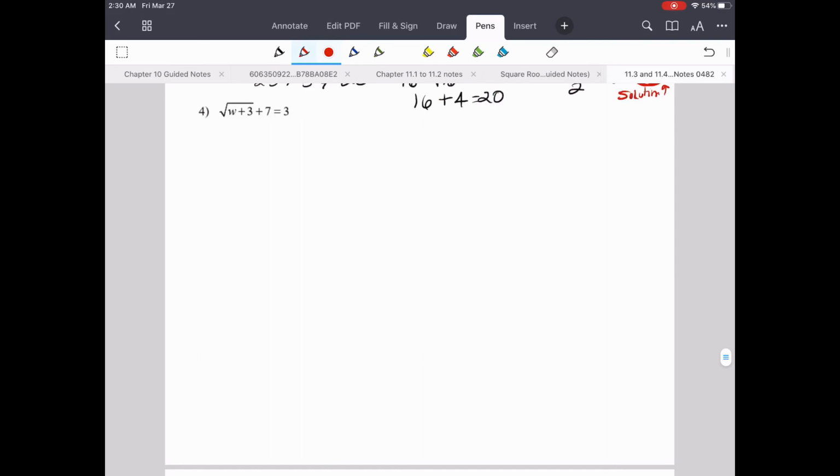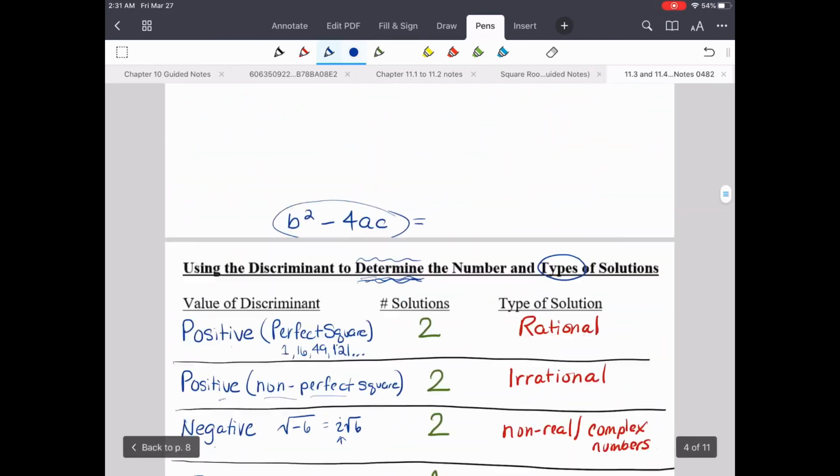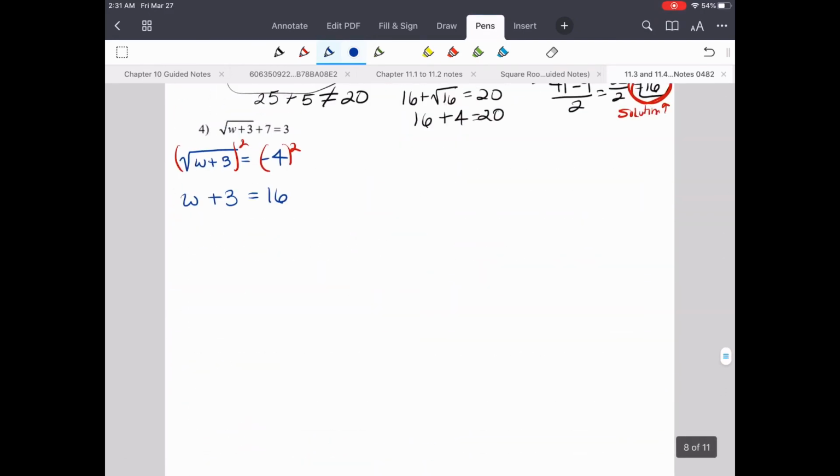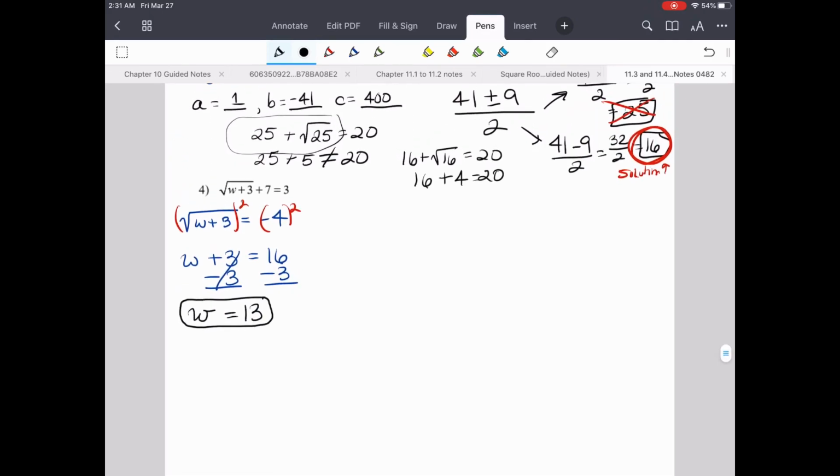All right, for number 4, we're going to do something pretty similar. So let's get the square root all by itself. Square both sides. So there you have it. w equals 13 on that one.